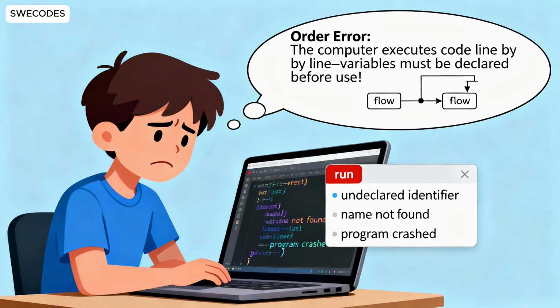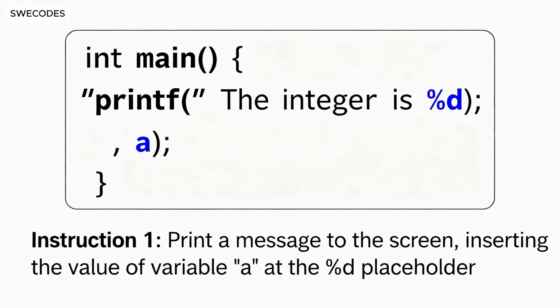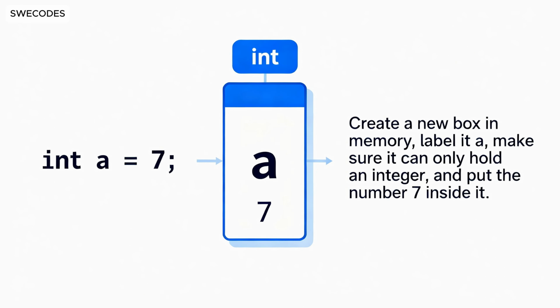Let's look at this broken program. Inside our main function, the program's front door, we have 2 instructions. Instruction 1, printf, "The integer is %d\n", a. In plain English, this line commands the computer: print a message to the screen, and where you see that %d, a placeholder for an integer, I want you to insert the value of a variable named a. Instruction 2, int a equals 7.